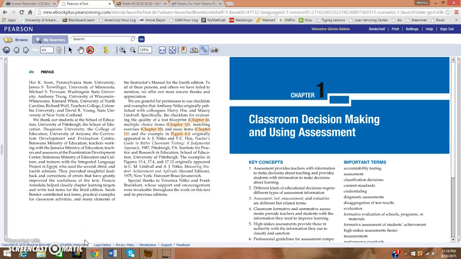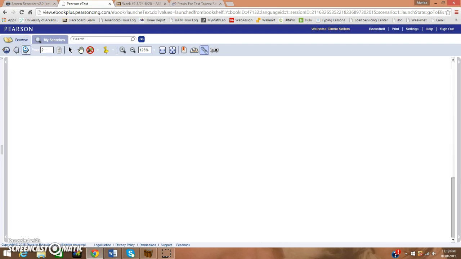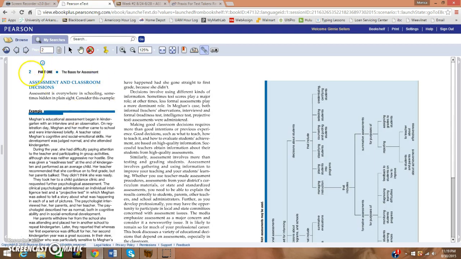Today I'm going to be talking about Chapter 1, Classroom Decision Making and Using Assessment. And since I have the e-text, I'm just going to turn through the pages as we go through my notes. The first thing we talk about is assessment and classroom decisions.